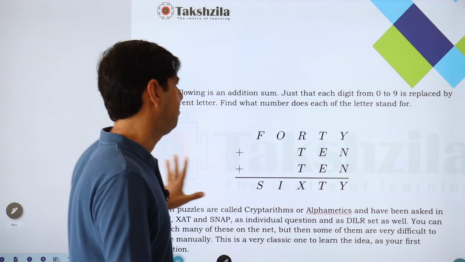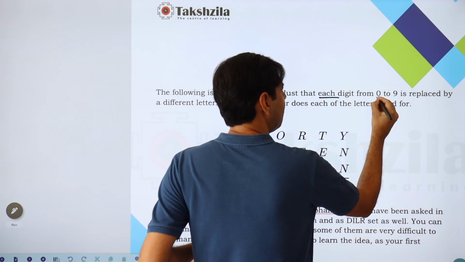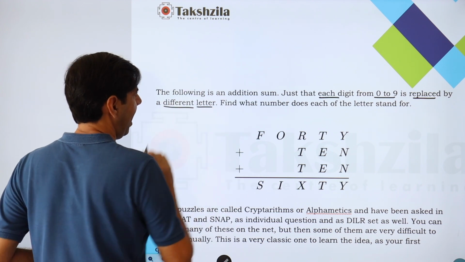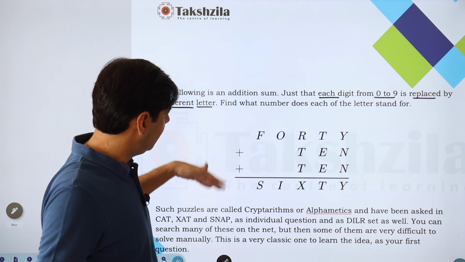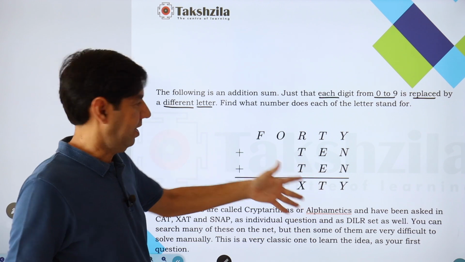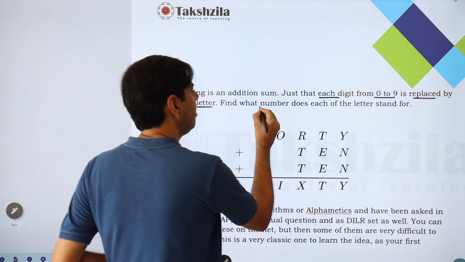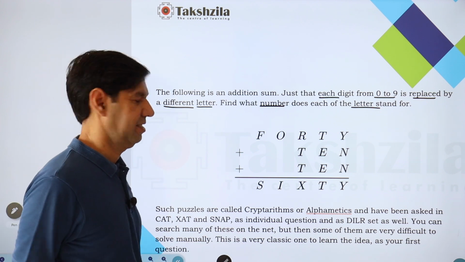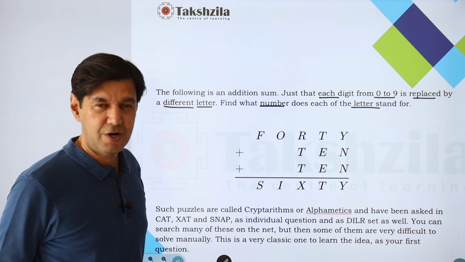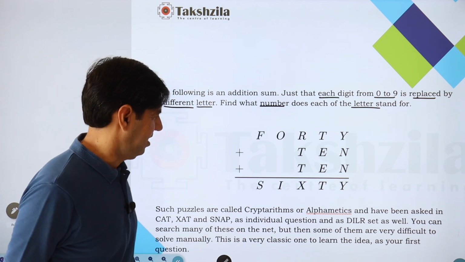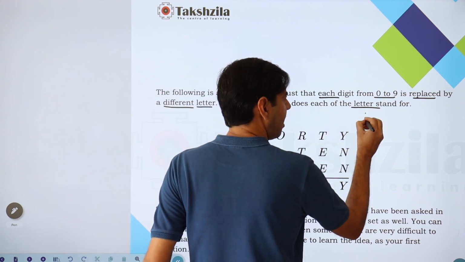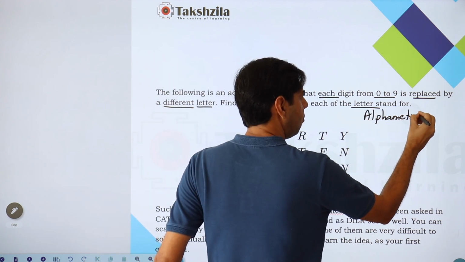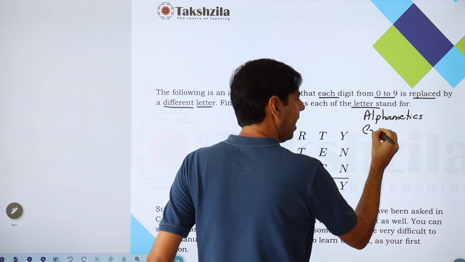In this question, each digit from 0 to 9 is replaced by a different alphabet. And then an addition is given to us. Based on this, we need to figure out which letter stands for what number, and which number is represented by which letter. Such questions are called alphametics, or they also are called cryptarithms.